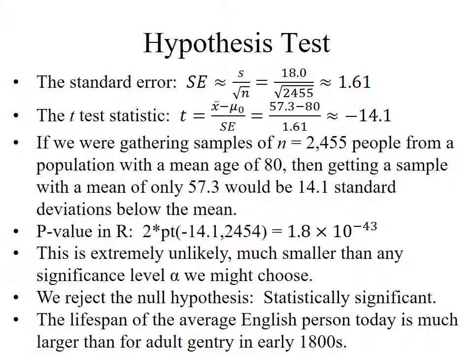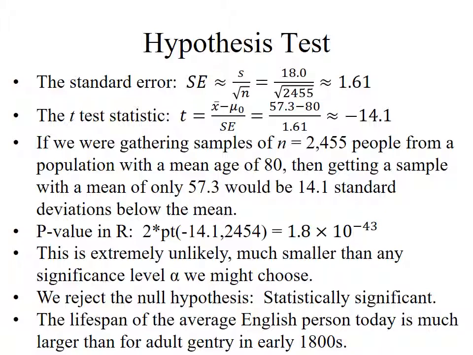From this, we can compute our test statistic. We take that difference, the difference between our sample mean and the population mean from our null hypothesis, 57.3 minus 80, and then we divide that by the standard error to figure out, well, how many standard errors big is that difference? The difference in age between 57.3 and 80, we divide that by 1.61 to measure that using a yardstick of standard errors, and we find that our test statistic t is negative 14.1.